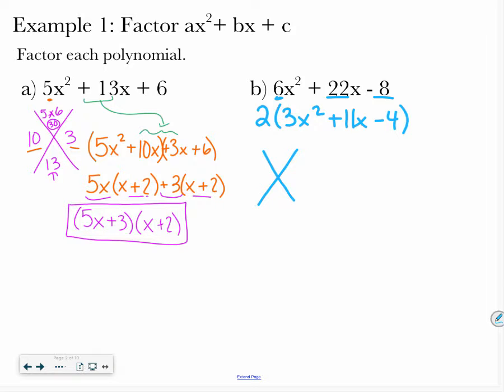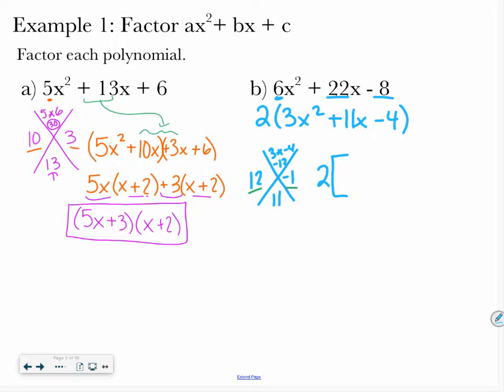So now I need numbers that add up to 11 and multiply to 3 times negative 4. So I'm looking for a negative 12. So what multiplies to a negative 12 but adds to a positive 11? That would be 12 and negative 1. So then from there, remember, you are going to take those and separate them.